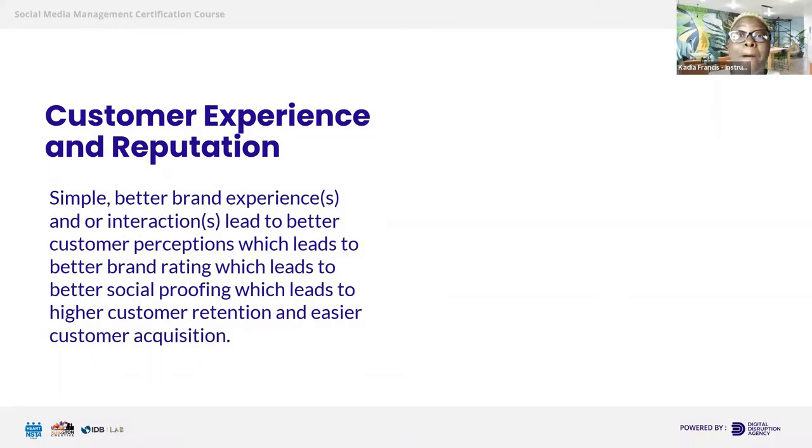And it's simple. Better experiences and/or interactions lead to better customer perceptions or experiences, right? Which lead to better brand rating, which leads to better social proofing, which leads to better customer retention and easier customer acquisition. And what does all of this add up to? A better customer experience.